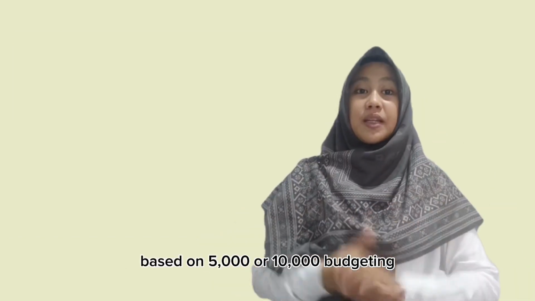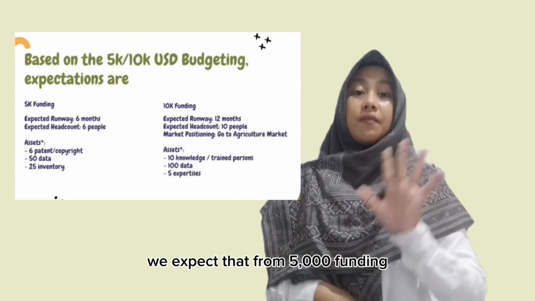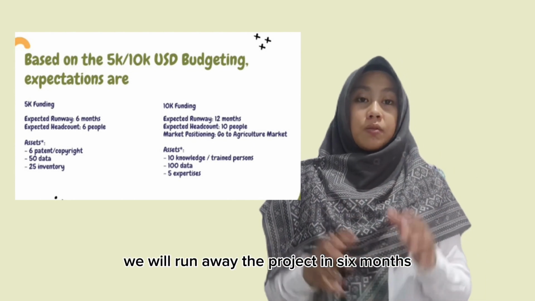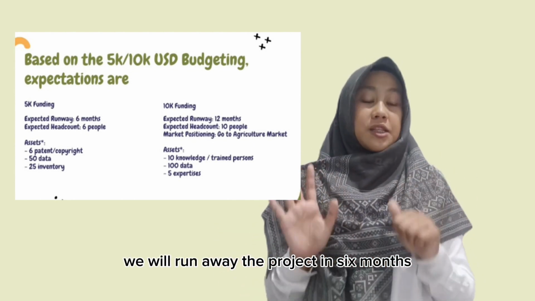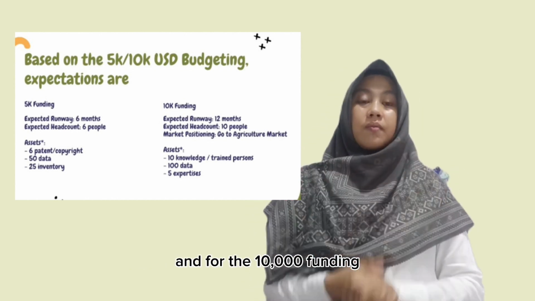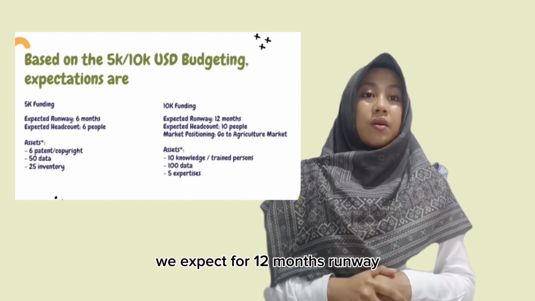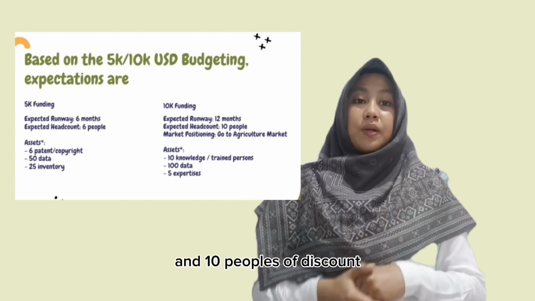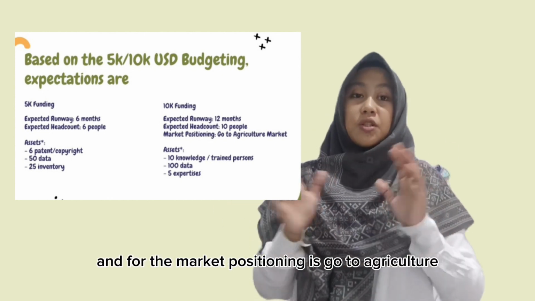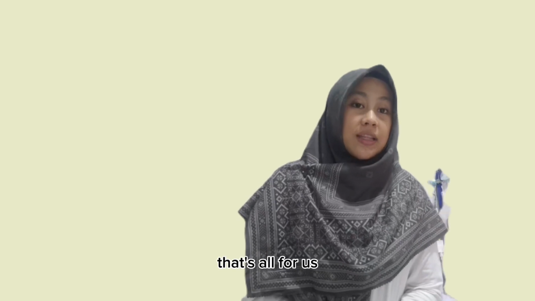Okay, for the last, based on the 5,000 or 10,000 budgeting, we expect that from 5,000 funding, we will have a runway of 6 months for a headcount of 6 people. And for the 10,000 funding, we expect a 12-month runway and a headcount of 10 people. And for market positioning, we go to the agriculture market.